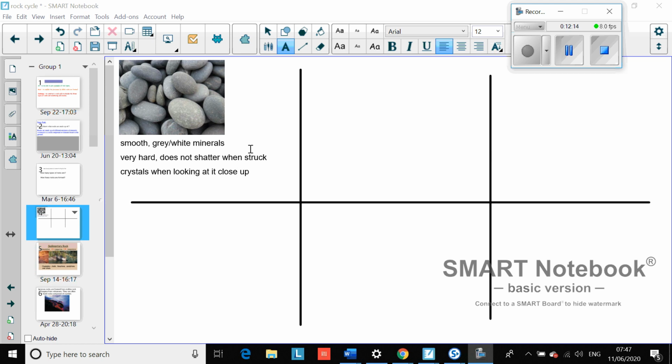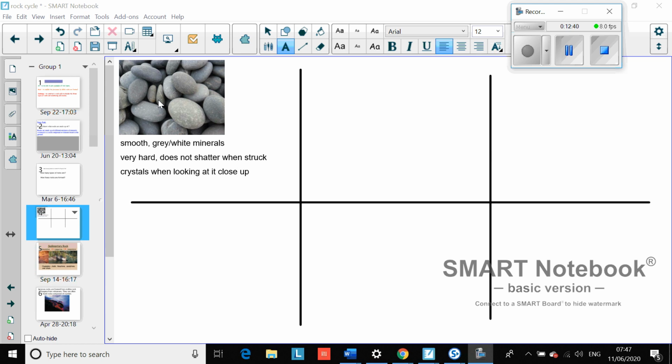Okay, so say, for example, you get a hammer out of your garage and give it a good whack, nothing much happens. When you look at it really, really close, like through a magnifying glass or even just close up with your eyes, you can see crystals in rocks like this. So what I'm after is descriptions. So colors, textures, densities that feel heavy. Is it hard? You can do a few basic tests on it.